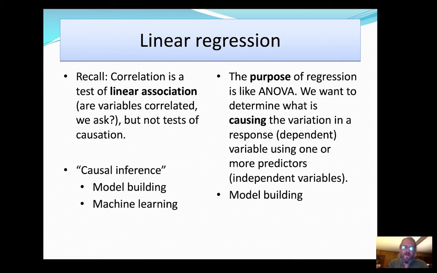What we're trying to find out is, given one or more predictor variables, our independent variables, the things that we control from our experiments, do they cause change in the dependent or response variable?